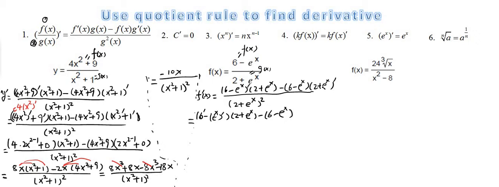We have these two terms, 2 plus e to the power x. The derivative of these two terms is going to be the derivative of each term. And then we have the denominator.